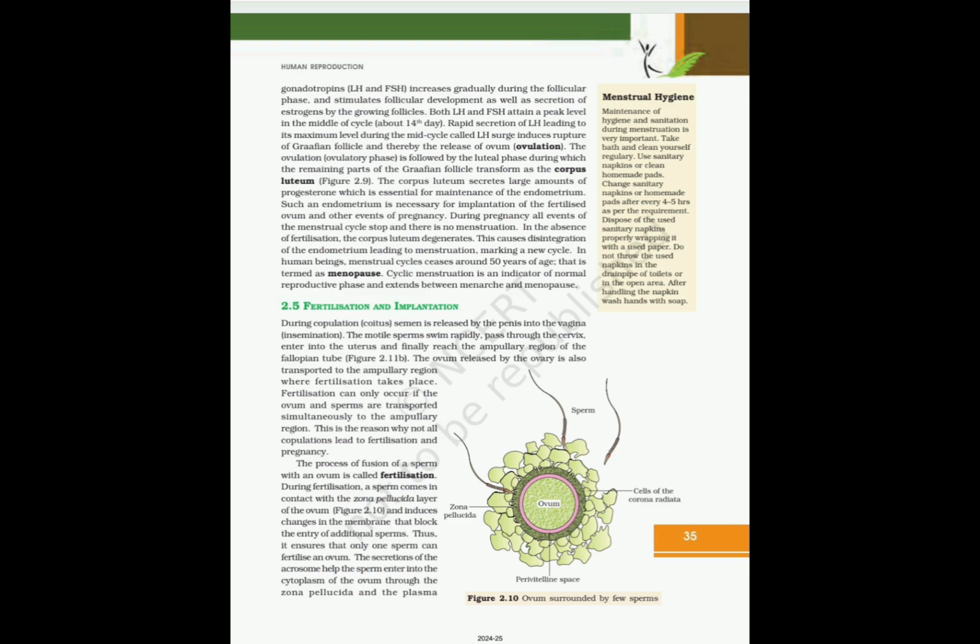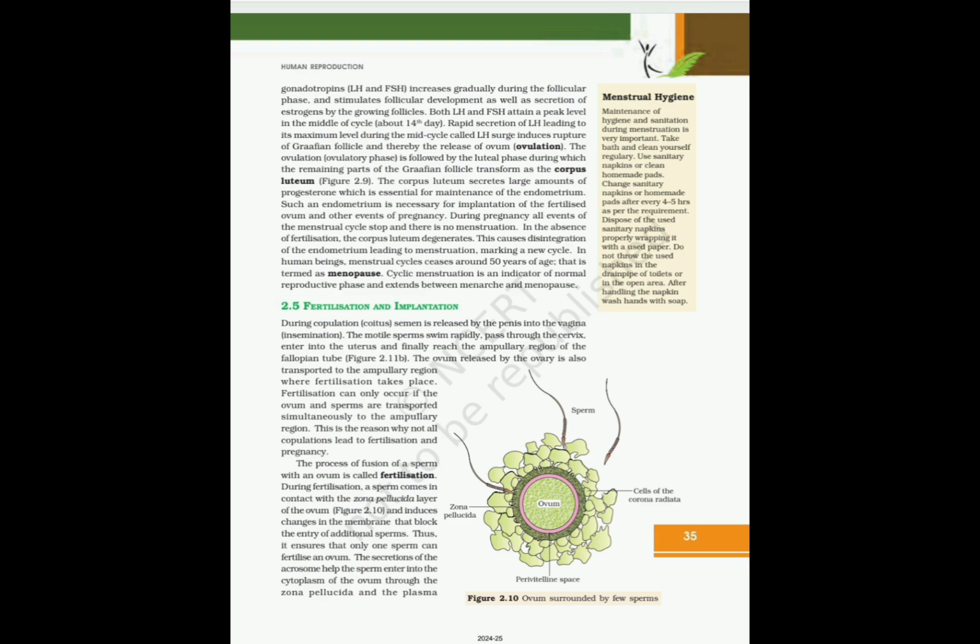During pregnancy, all events of the menstrual cycle stop and there is no menstruation. In the absence of fertilization, the corpus luteum degenerates. This causes disintegration of the endometrium, leading to menstruation, marking a new cycle. In human beings, the menstrual cycle ceases around 50 years of age, which is termed as menopause. Cyclic menstruation is an indicator of the normal reproductive phase and extends between menarche and menopause.